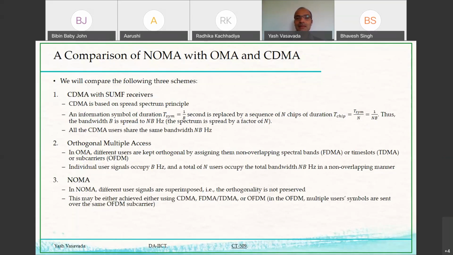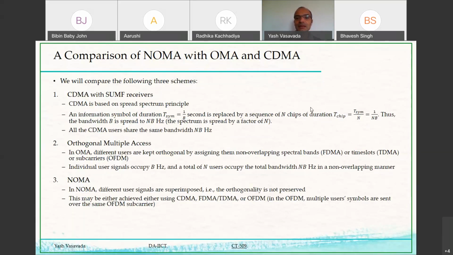It is like CDMA in the sense that the different user signals are kind of piled up on top of each other, meaning the orthogonality between the signals is not preserved. But this superimposition may not actually require the type of bandwidth expansion that CDMA does.